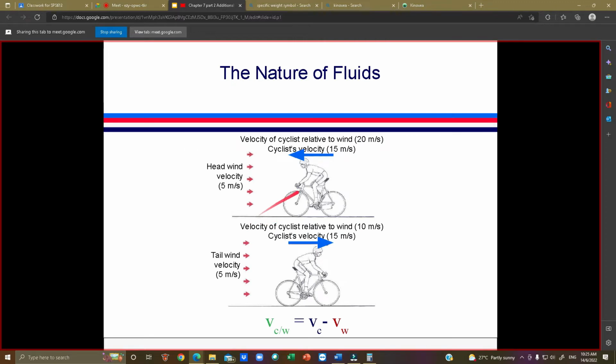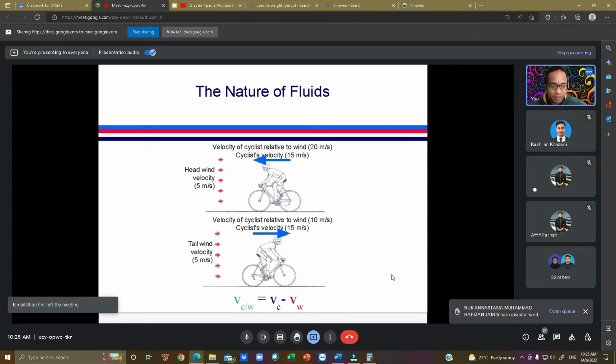Contoh dia macam ni. The thing that is being affected is actually the amount of force being delivered by you. For example, if you are running or cycling towards a headwind, means angin daripada depan, you are going to feel a bit hard to pedal. Okay, you are going to feel a bit hard to pedal.